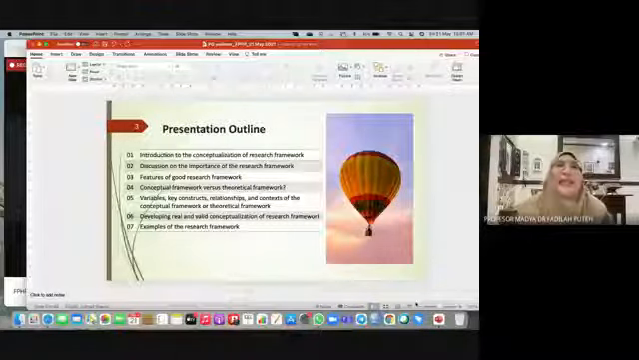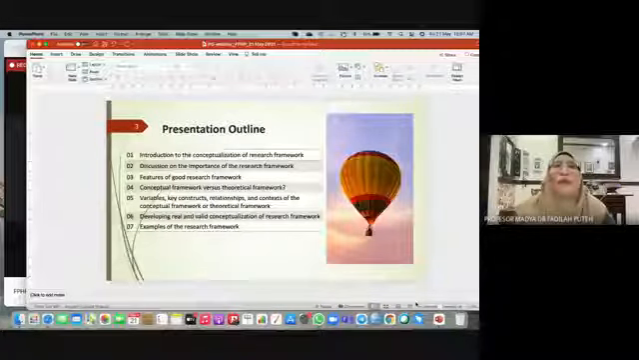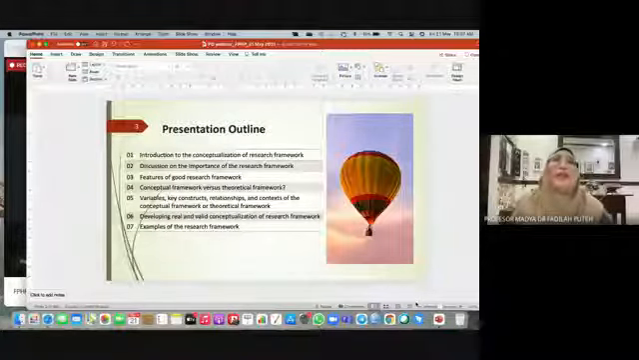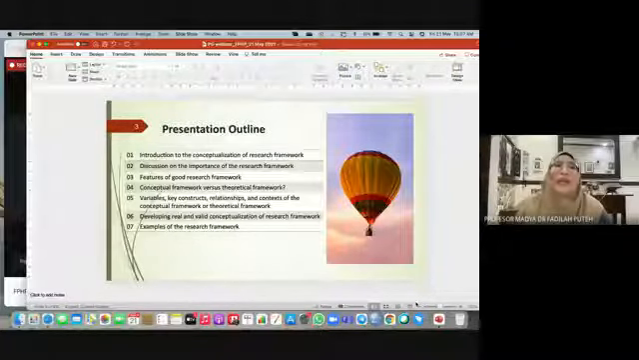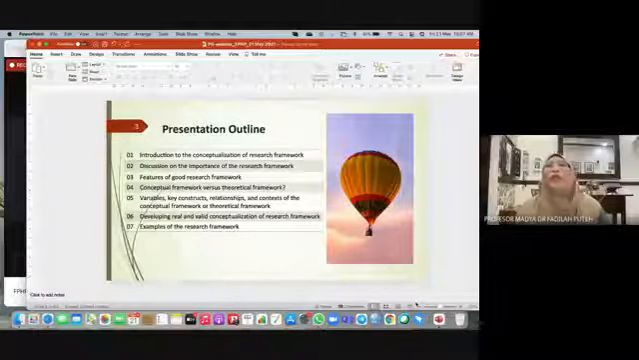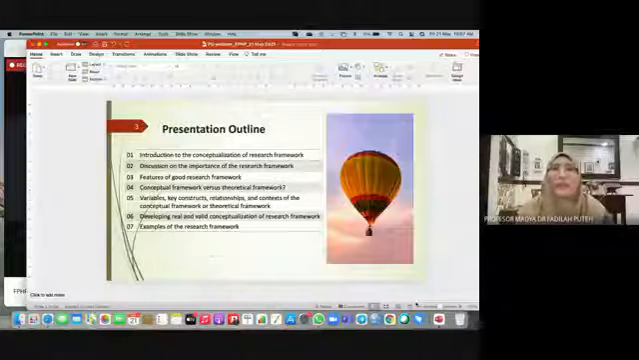Number six, how are we going to develop a valid and real conceptualization of research framework? And lastly, I'm going to give you a number of examples regarding the research framework so that you can use this as a reference.